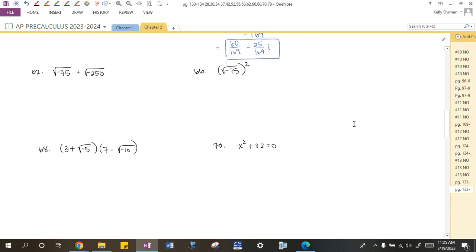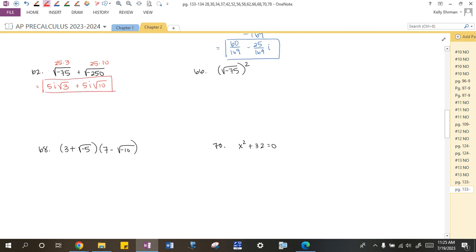Okay, this section is working with radicals. We're still just trying to do the math, but remember the rule is that first you need to simplify each radical, pull out the i first, and then perform operations. Since 75 is 25 times 3, this becomes 5i radical 3. And 250 is 25 times 10, so plus 5i radical 10. Radical 3 and radical 10 are not the same, so this is as far as this answer goes.